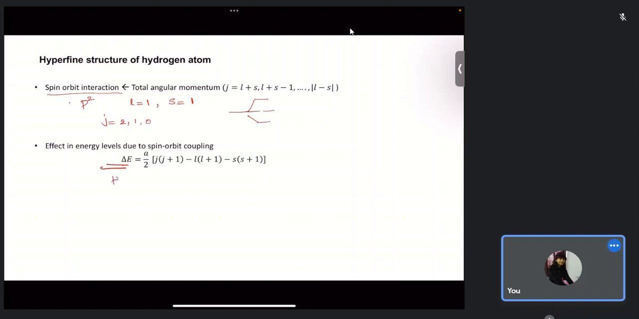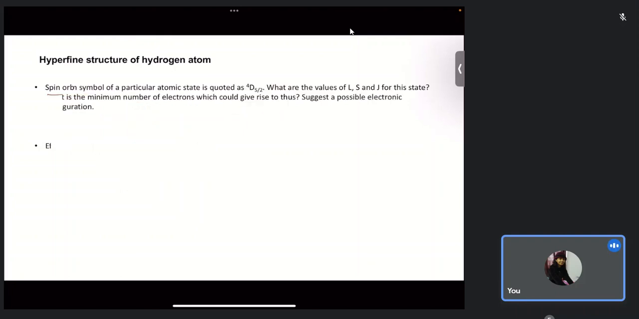We derived the Hamiltonian associated with spin orbit coupling. By solving the Schrodinger equation, we found the energy of stabilization or destabilization introduced due to spin orbit coupling. We also discussed how to name any of these energy levels towards the end of the lecture. So let's look at one of the problems.